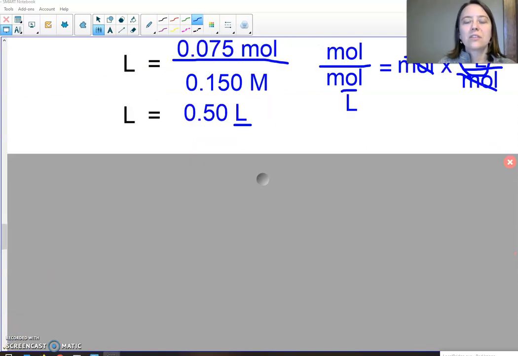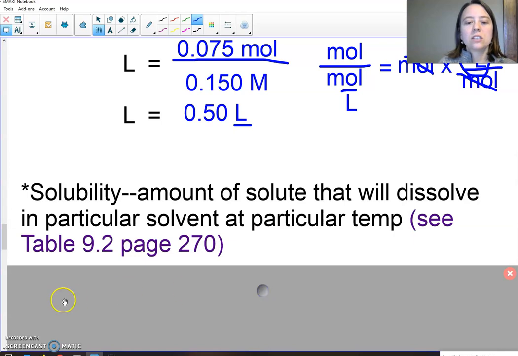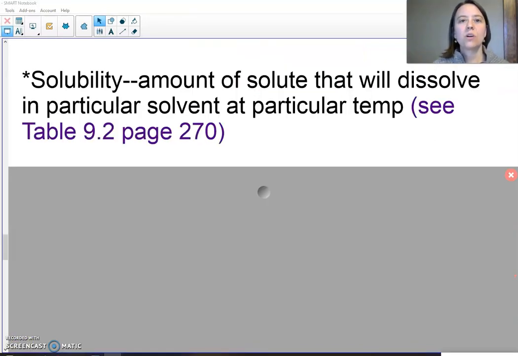So there we looked at three different types of problems with molarity, and two ways to talk about concentration, both with percent mass and with molarity. We're also going to talk about solubility, which is the amount of solute that will dissolve in a particular solvent at a particular temperature. In our next video, we're going to talk more about solubility, solubility tables, the factors that affect solubility, solubility rates, and solubility equilibrium, aqueous equilibriums.